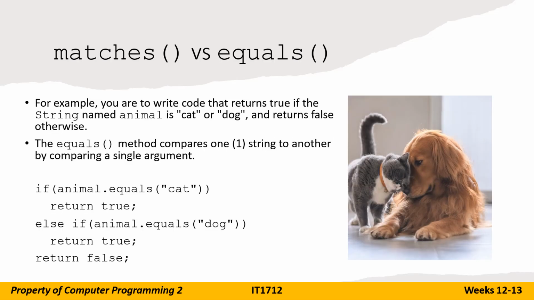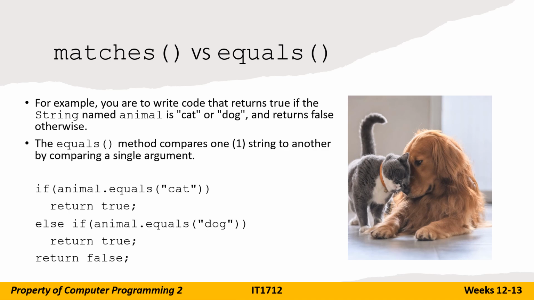Matches versus equals method. For example, you are to write code that returns true if the string named animal is cat or dog and returns false otherwise. The equals method compares one string to another by comparing a single argument. The program provided is a simple conditional statement in Java that checks if the variable animal is equal to either cat or dog and returns a Boolean value accordingly. Here's a breakdown of the program. The program takes a variable animal as input.